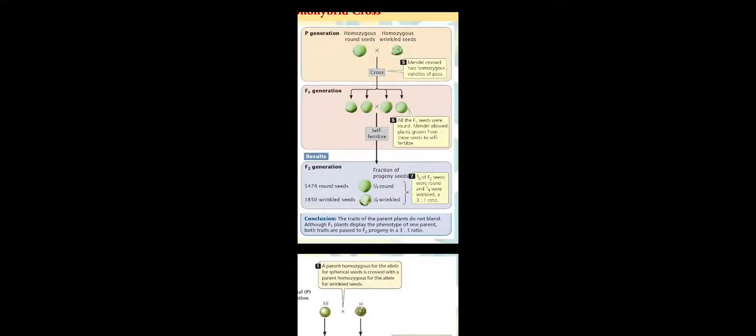And here is the result. The exact number was 5474 rounded seed plants and 1850 wrinkled seed plants. This feature that we can observe is also called the phenotypic feature, as we have discussed. So the ratio of phenotype was 3:1. If we calculate the ratio, then he formulated some things.